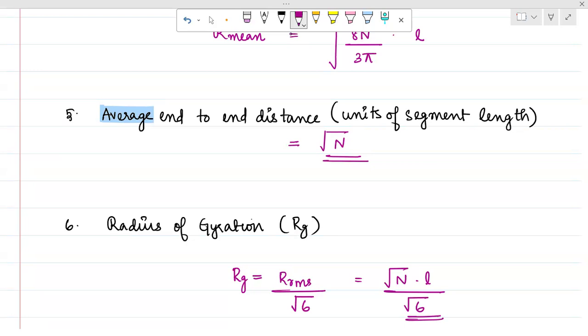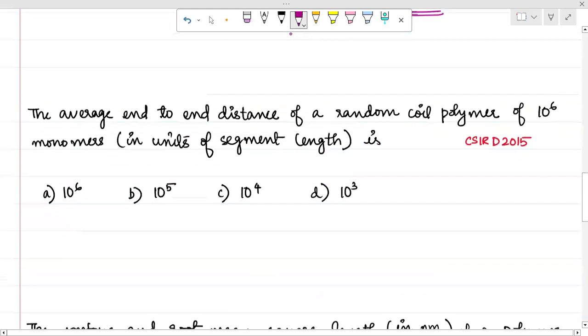So we have learned 6 terms: contour length, root mean square length, most probable length, mean end-to-end distance, average end-to-end distance in the units of segment length, and radius of gyration. Let's do some sample problems and then you're ready to go. Okay, so first question.